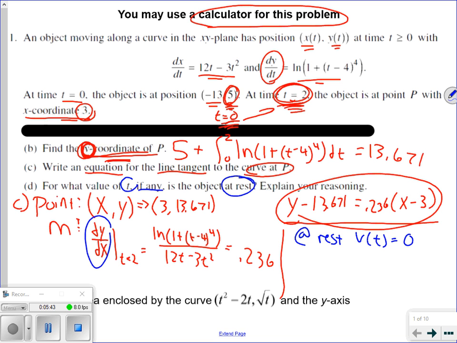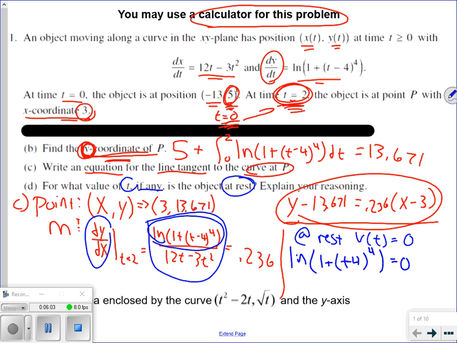So we know with a fraction, so this is my dy over dx, we know with a fraction that happens when the top part equals 0. So really the only math behind this is to figure out where ln of 1 plus t minus 4 to the 4th of x equals 0. Again, calc active, t minus 4 right here.